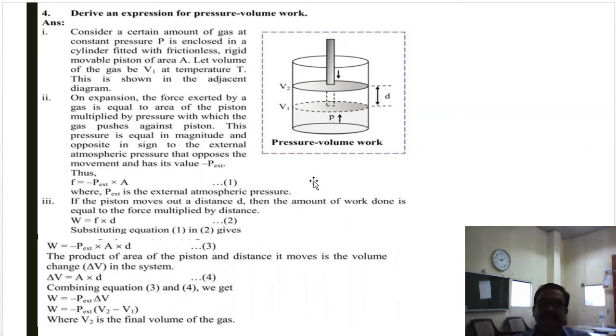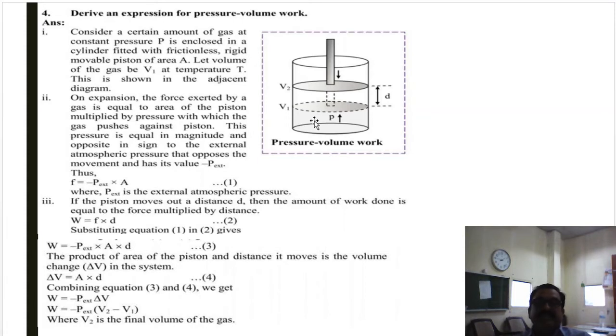To derive this equation, here is a diagram. We have to consider a certain amount of gas enclosed in a cylinder. The cylinder is fitted with a weightless and frictionless piston. P is the pressure of the gas. Here, V1 is its initial volume and V2 is the final volume, that is, after the expansion of the gas.